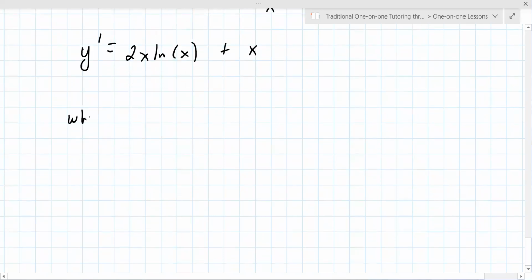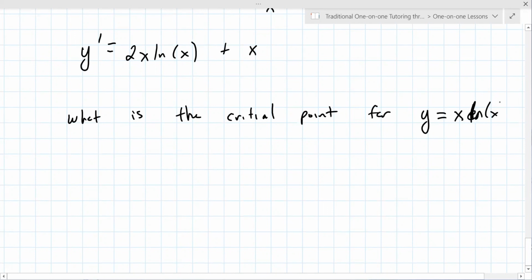It's like, what is the critical point for y equals, and I'll just change this slightly, x natural log of x. No, no, sorry, let's just do x squared because it's the same one. So you've got to take the derivative, which we already have, 2x natural log of x plus x, and you set that equal to 0. Okay, so then you bring out an x.